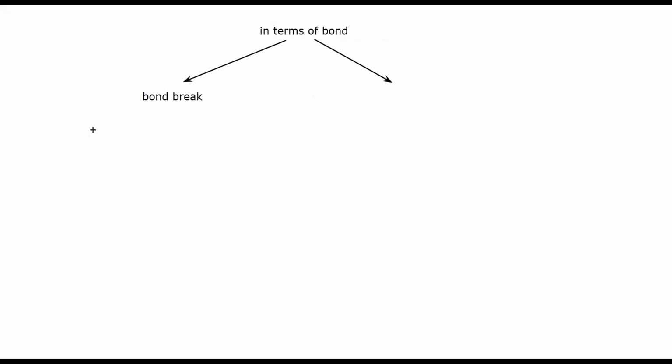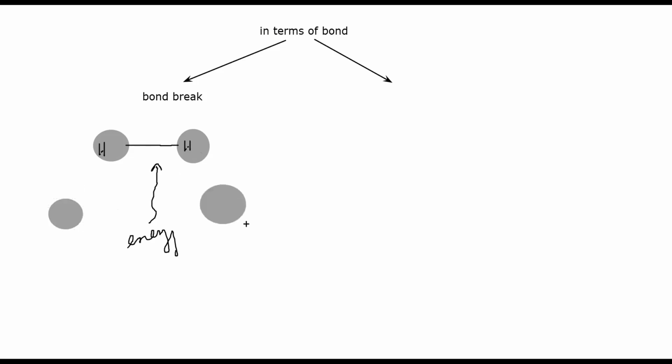For example, if we have two hydrogen atoms linked with a covalent bond between them, and I want to break the bond, what do I have to do? I have to supply energy, or energy must be taken in. So if you want to separate this into hydrogen atoms and break the bond, bond breaking is endothermic.